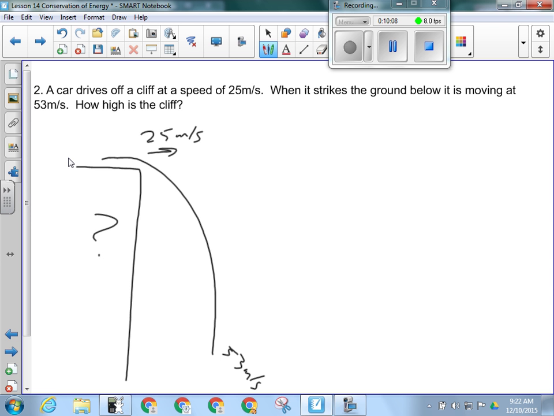Any work being done in between the top of the cliff and the bottom of the cliff? No, but a lot being done at the bottom of the cliff. The shape of the car will be radically altered. That's work. They didn't mention it, and they didn't give the mass, so no details, and we'll just assume.